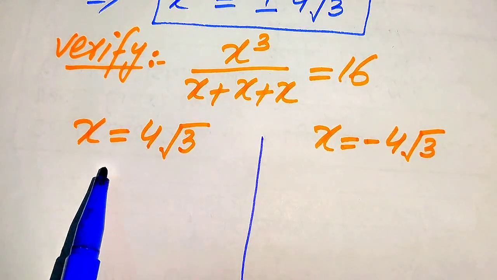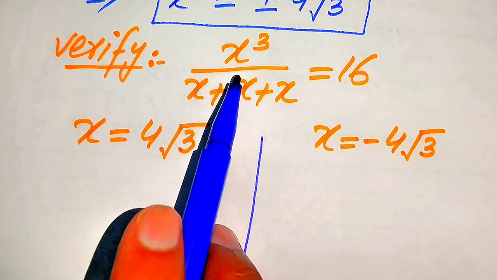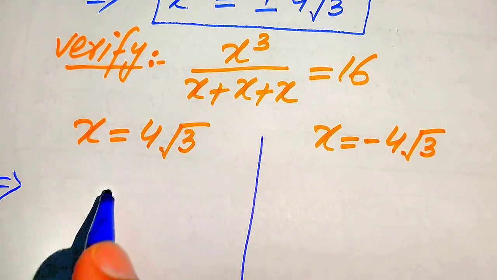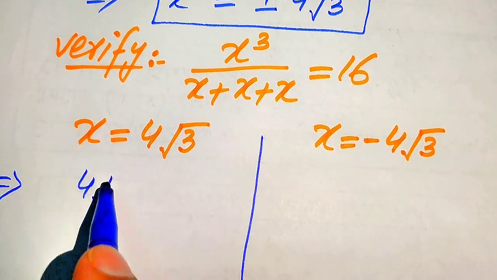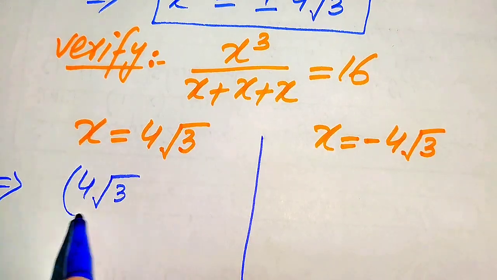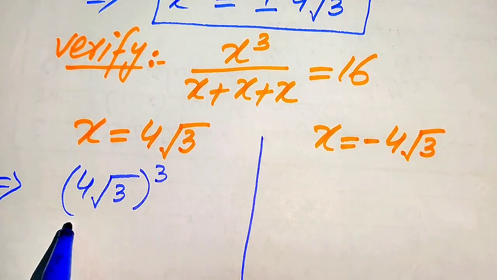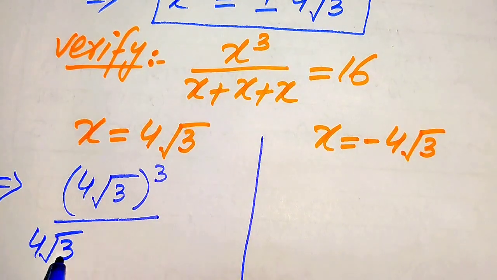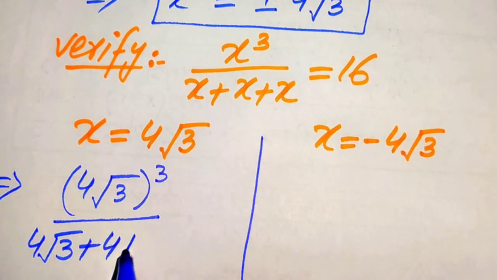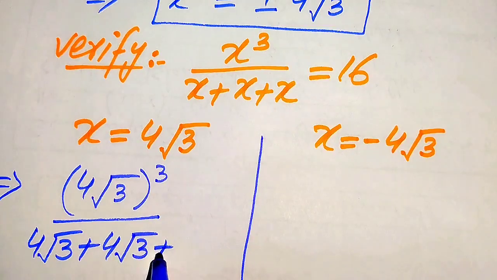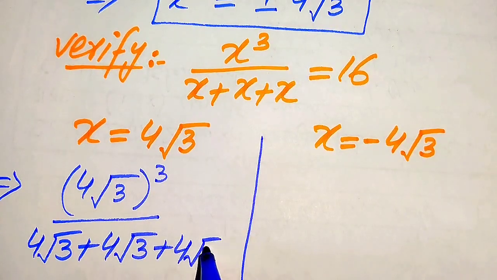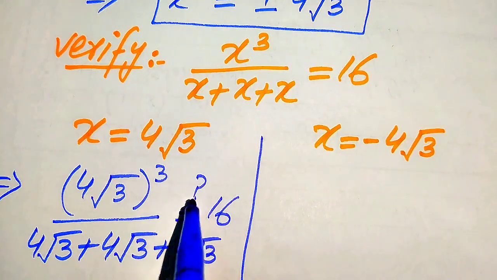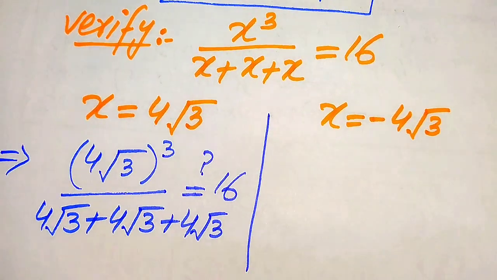And now first we verify this root, and we will put this value here. It will be written as (4 times the square root of 3) whole cubed, divided by 4 times the square root of 3 plus 4 times the square root of 3 plus 4 times the square root of 3, is equal to 16 or not. This is our claim.